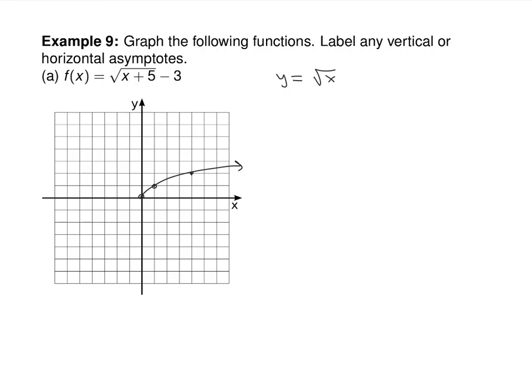And then what do you do to that function? Shift it left 5. This one doesn't officially have any asymptotes, like there's no lines it approaches and gets close to, it just has a terminal point. So left 5, 1, 2, 3, 4, 5, 1, 2, 3, down. Okay, there you go.